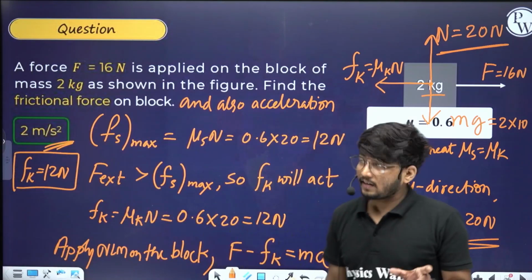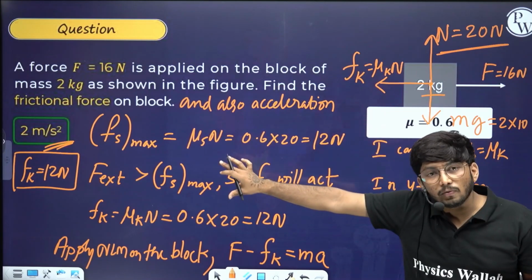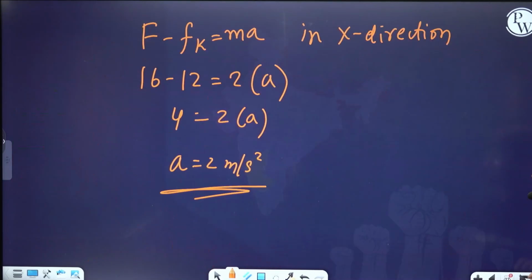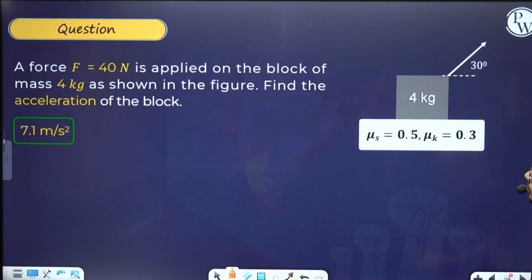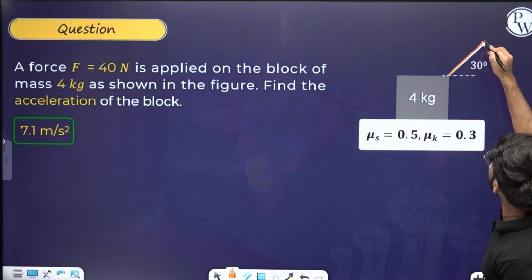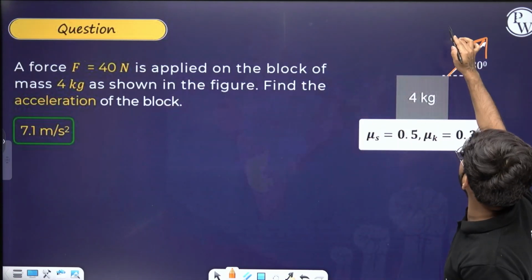If the external force is less than 60 Newton, then the friction will be static in nature. Okay, clear? So next problem we'll solve another problem on friction only, but this time the force is at a different angle. A force of 40 Newton, right? There is a force of 40 Newton.